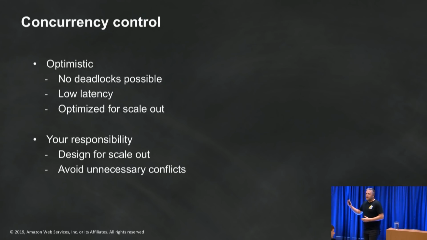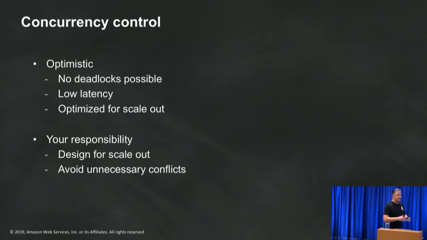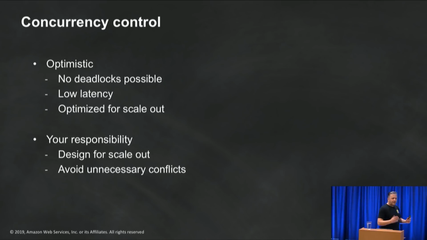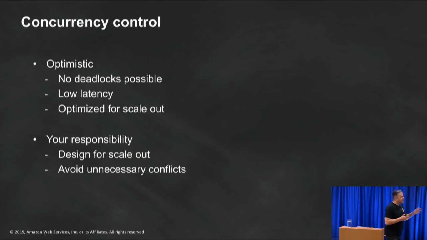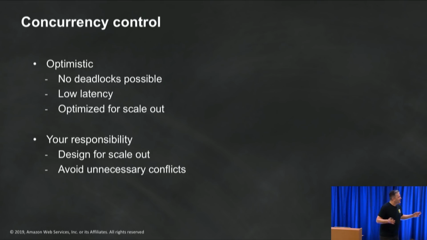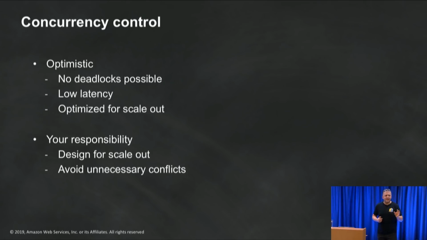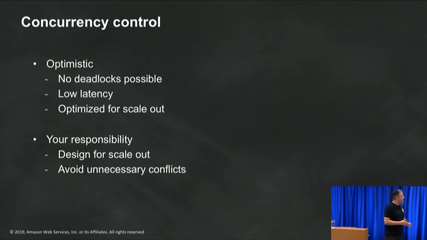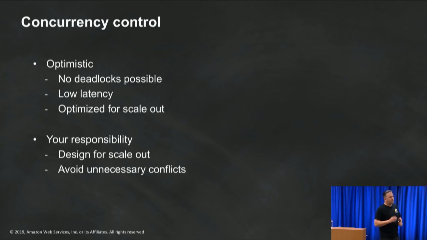Because in the case of a shopping cart, I can have millions of users on Prime Day, Cyber Monday, Black Friday, what have you, and they're all using their own shopping carts. There's no contention on writes. And that's where optimistic concurrency control makes a lot of sense. In addition, the transactional APIs are implemented in a way that deadlocks are not possible.